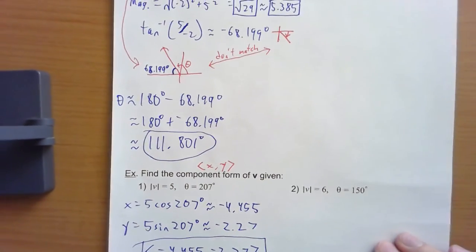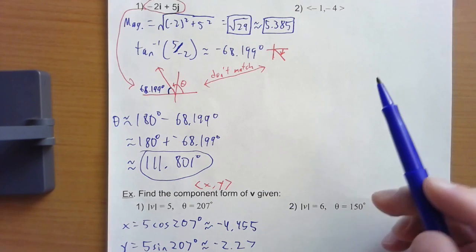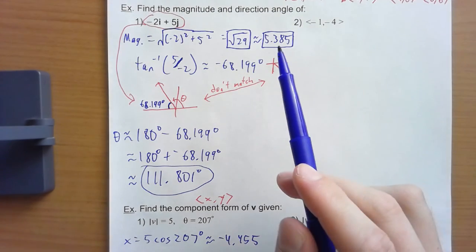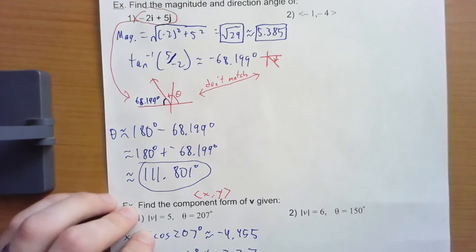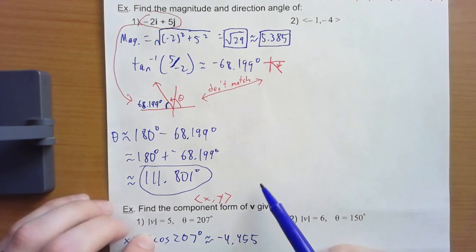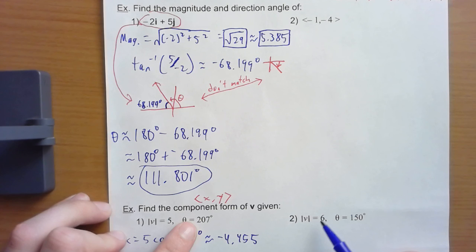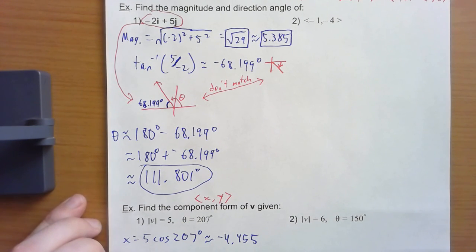I'm going to zoom out a little bit to show both of the problems. So this one here, we wanted to find the magnitude and the direction angle, and I'm telling you -1, -4 is the component form. And then the second one, now I'm telling you the magnitude is 6 and the angle is 150 degrees. And I would like you to find the component form for me, please. Go ahead and give those two problems a try.